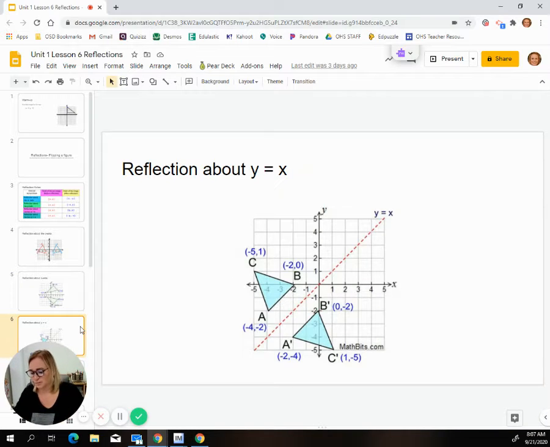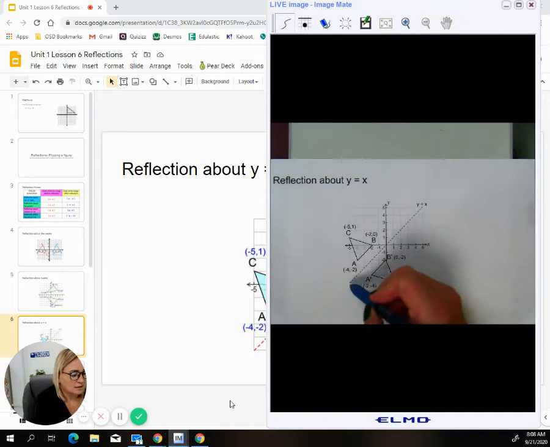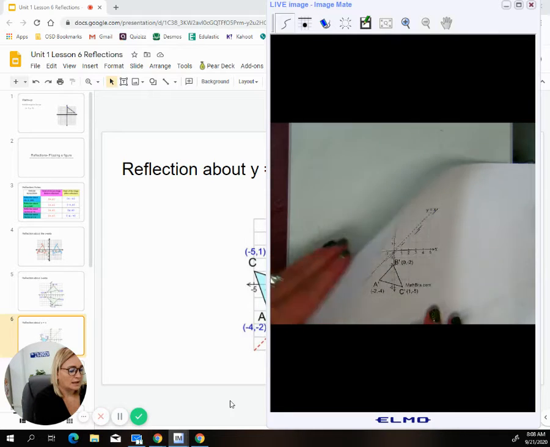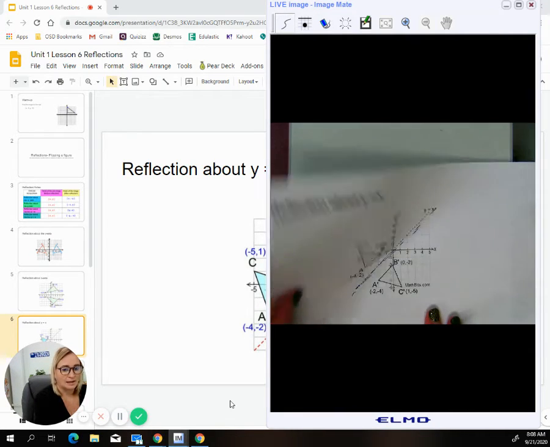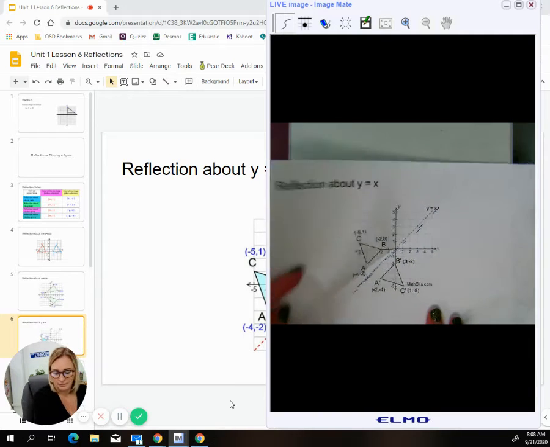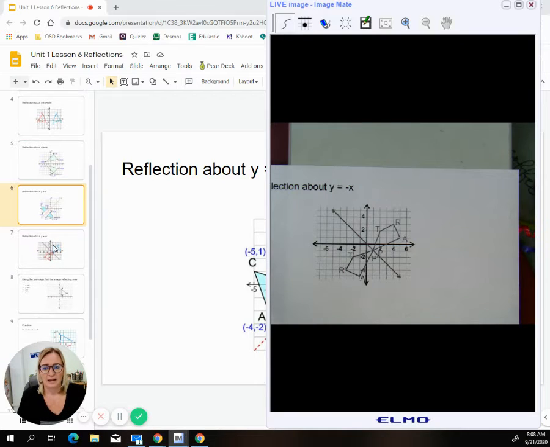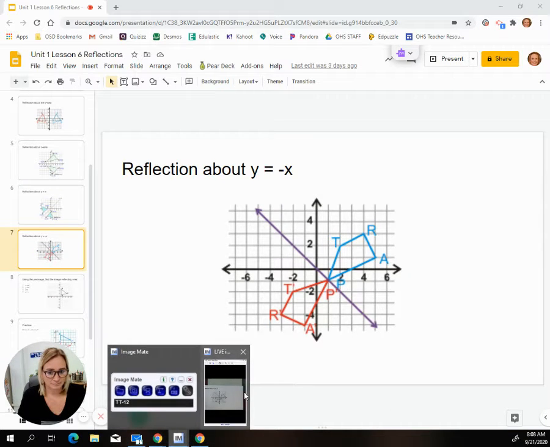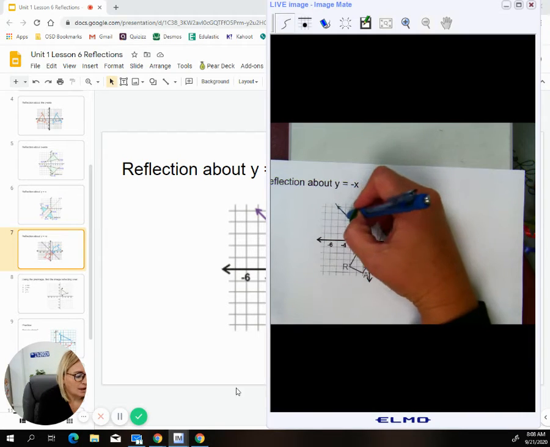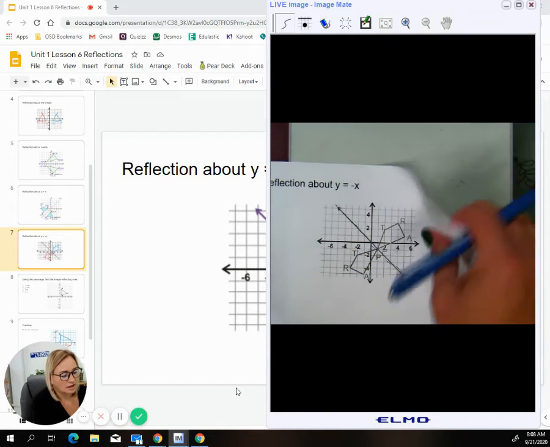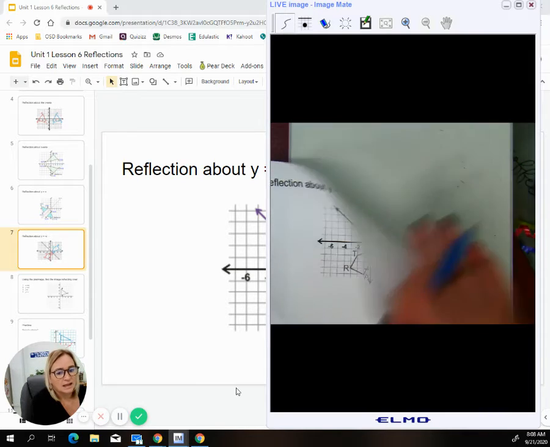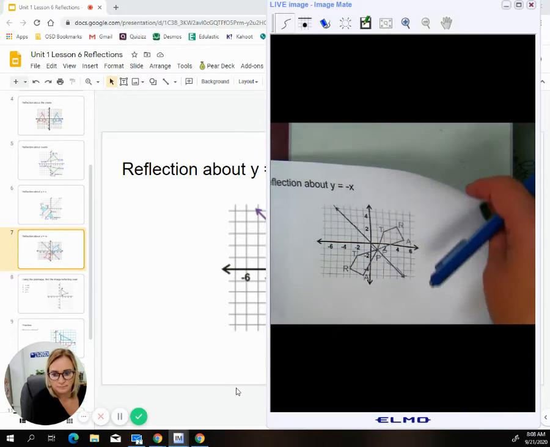The next one is over the y equals x line. If you remember back to Algebra 1 when we did graphing, this line right here is y equals x. And so we are just saying that we're folding over that line to get this reflection. The last one we're going to talk about is the y equals negative x line, which is the same as y equals x, just going in a negative direction. And again, we're folding to get that reflection.